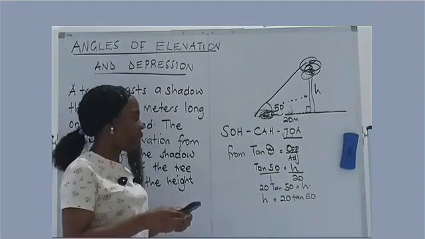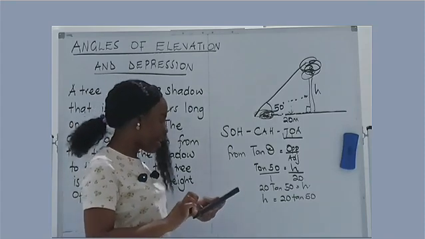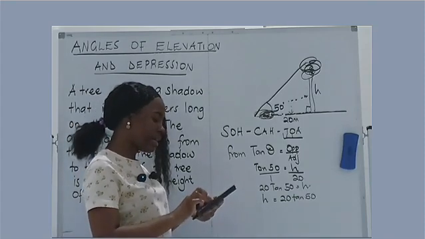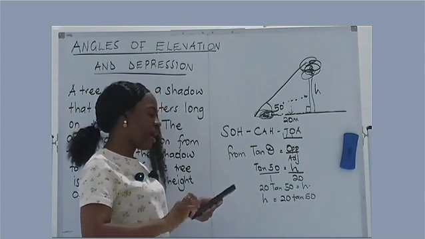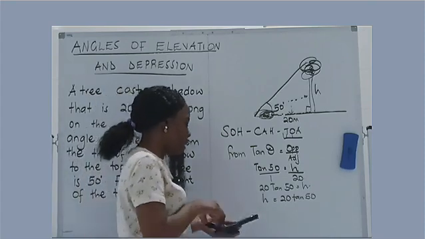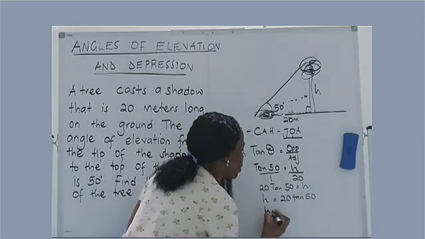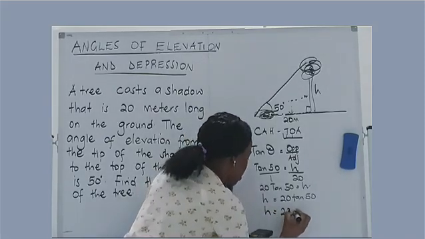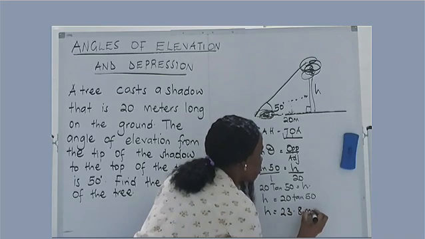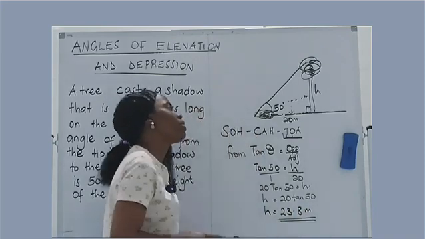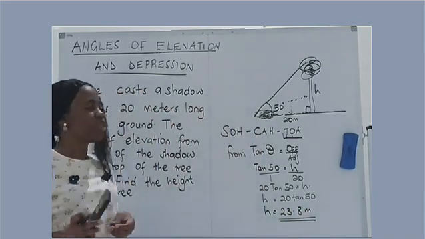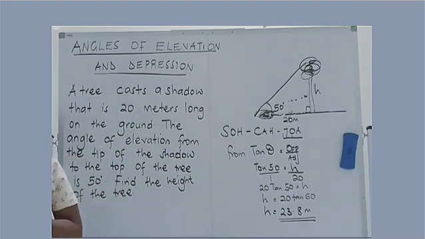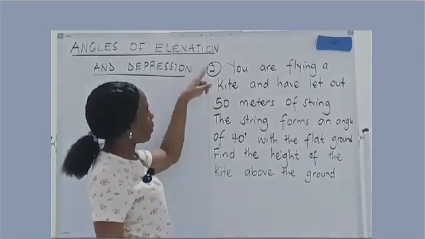You're going to use your calculator, you just press 20 then tan 50, and your answer is going to be 23.8 meters. So my h is equal to 23.8 meters. Okay, so that's how we use the trig ratios to find the height of the tree. Now we have the second scenario.